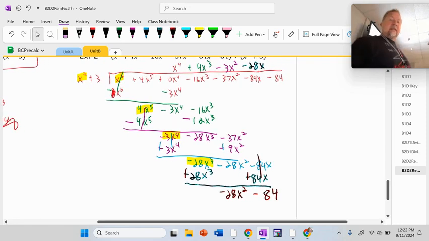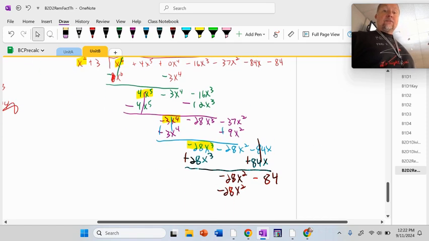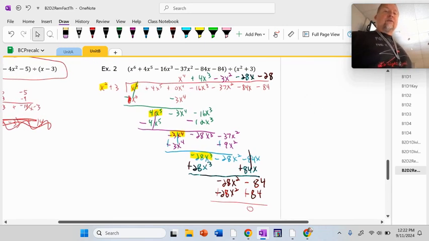And then what's the last thing I got to write? What times x squared equals negative 28x squared? Another negative 28. And then lo and behold, I get negative 28x squared. And negative 28 times 3 is another negative 84. But let's go back to our original color. Subtract, and you get a remainder of 0.